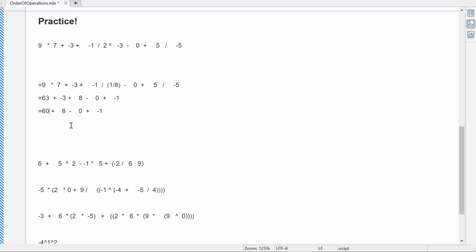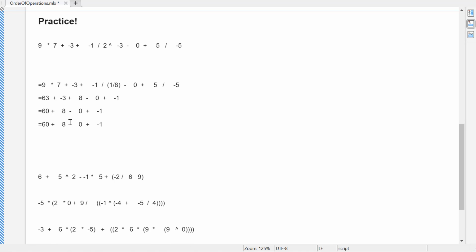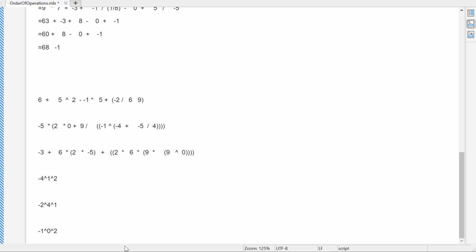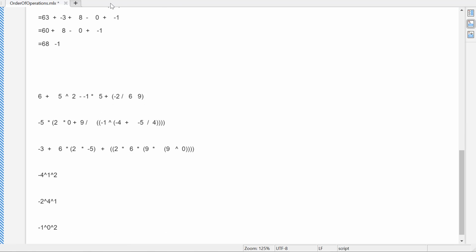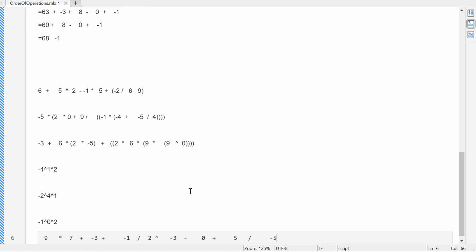63 minus 3 is 60. 60 plus 8 is, oopsies, 68. And then 0 minus 1, oops, is 67. Please let this be 67. So I'm going to take this and I'm going to come down here and I'm going to insert a code block. Please let this be 67.